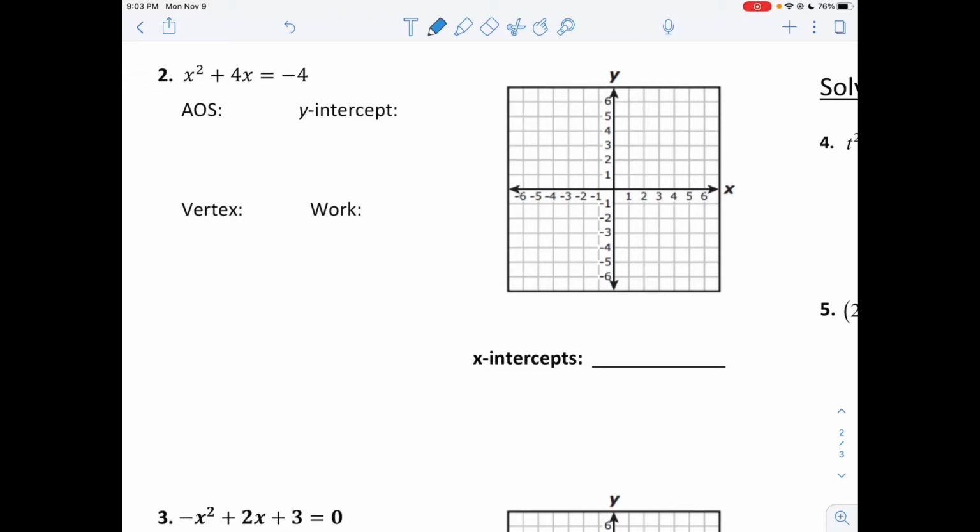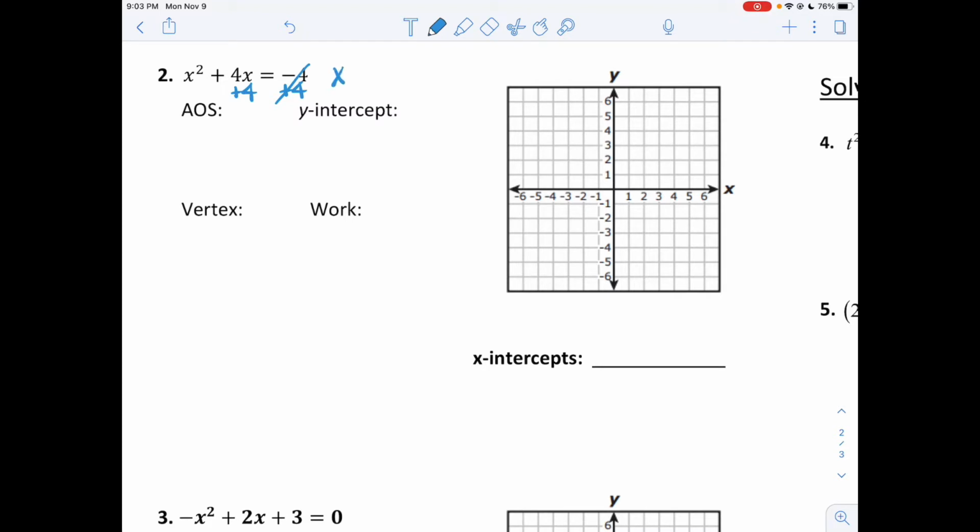Let's take a look at another problem. The first thing that I notice is that I don't have everything on one side of the equal sign. I have a -4 that's over on the right by itself, and so I want to go ahead and add 4 to both sides so that I can get that equals 0 on the right-hand side that I'm going to need in order to solve.